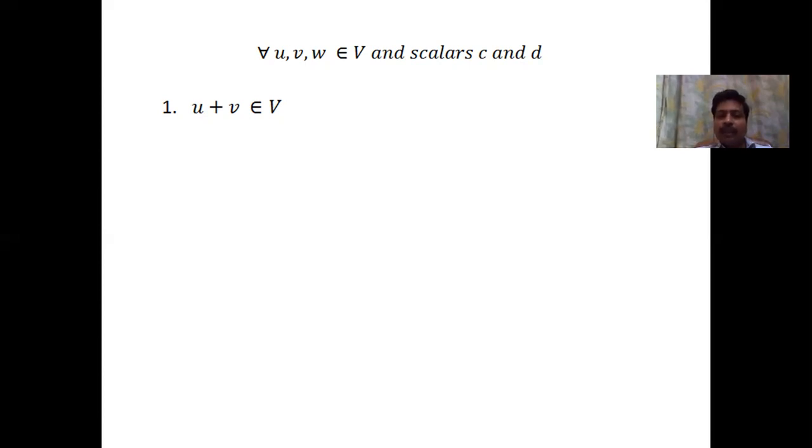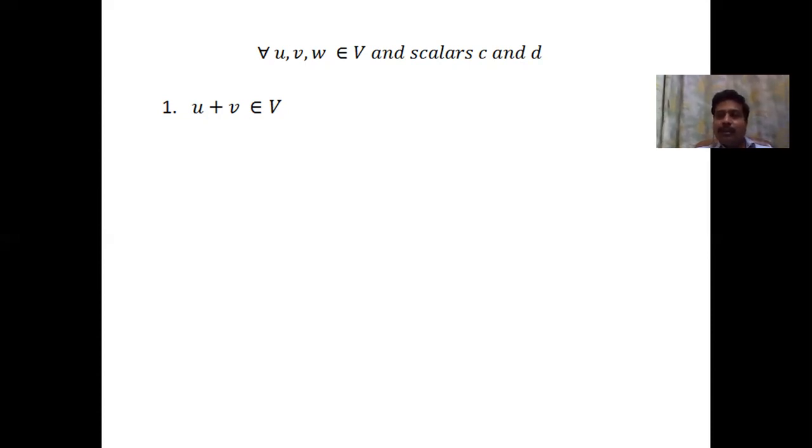Suppose I have taken colors. Let u be a red color and v some blue color. If I add the two colors, I will get another color, which is also a vector of V. Then that set satisfies this condition. So this condition must be satisfied. This is the first condition. In group theory, we call it the closure property.